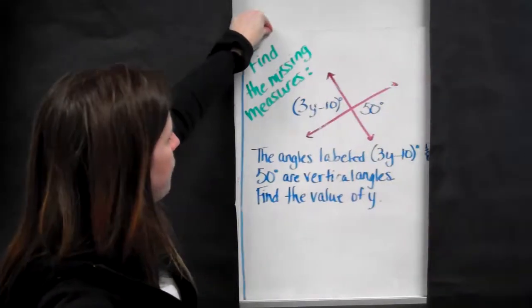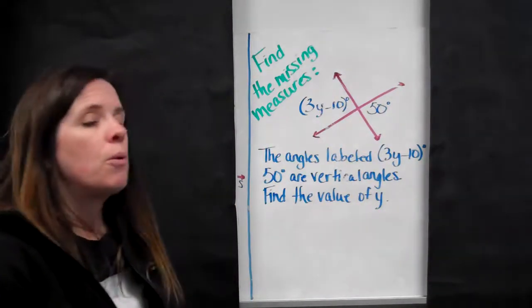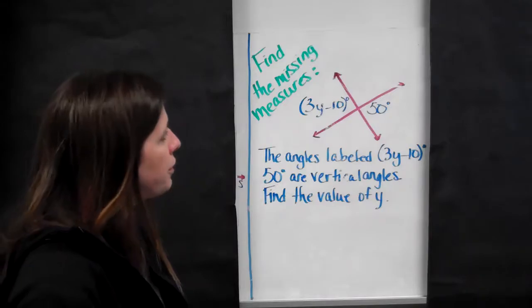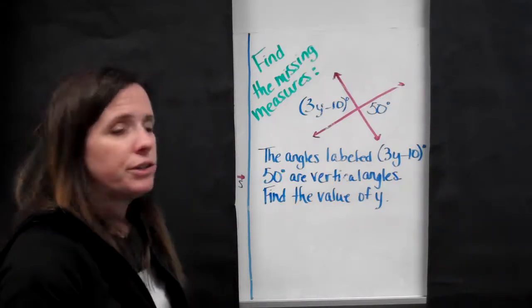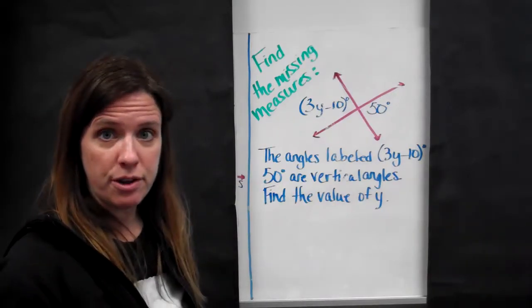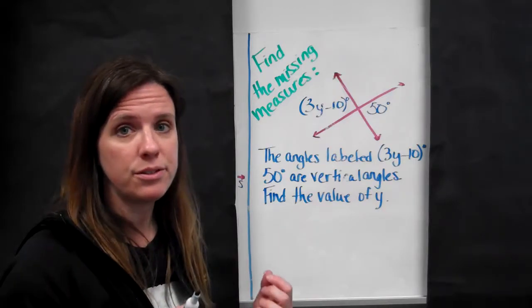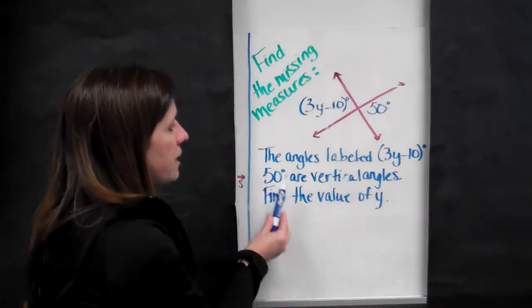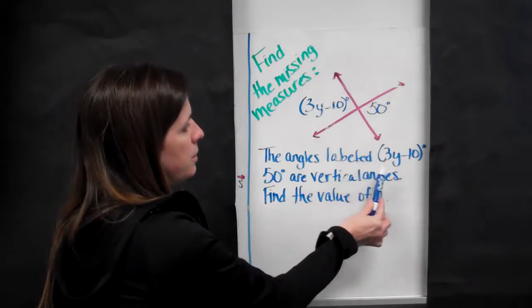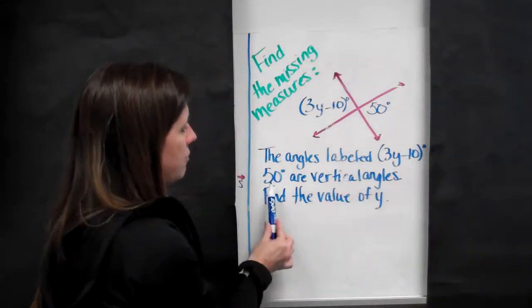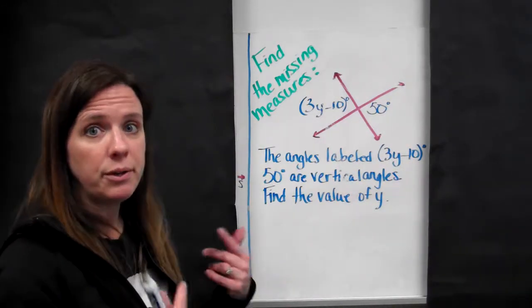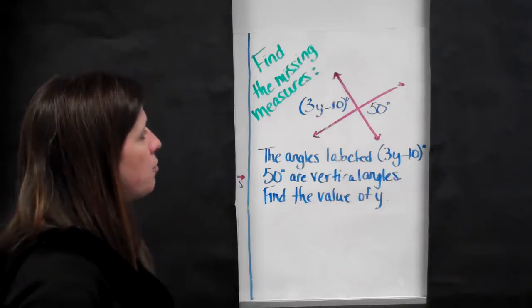Now here's an example of finding the missing measures. We're going to use our definition for vertical angles. And what do we know about vertical angles? Vertical angles are across from each other and they're always congruent. So this is telling us here that the 2 angles labeled 3y minus 10 degrees and 50 degrees are vertical angles. So we know they're equal. Find the value of y.